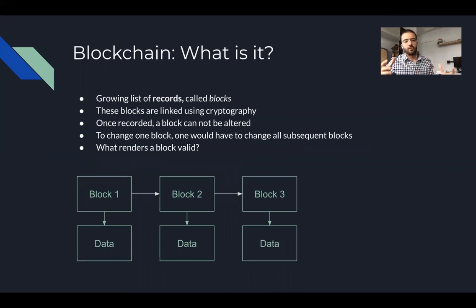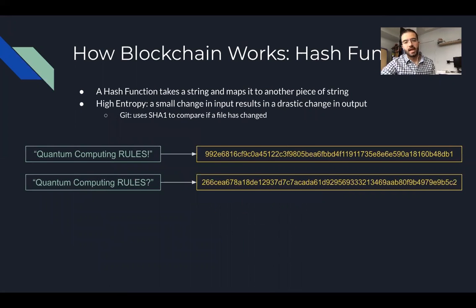So blockchain, what is it? In the most basic form, blockchain is a way to store documents such that changing these documents and tampering with them would be really hard. So we basically want to mathematically somehow do this. And how it works is basically on top of hash functions.